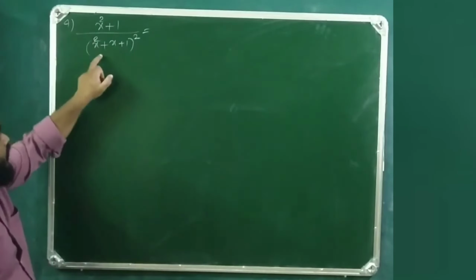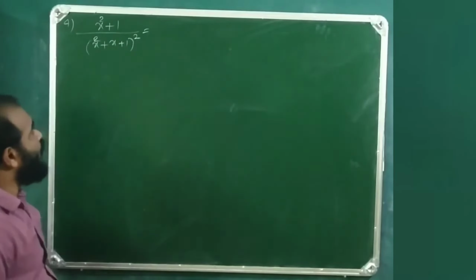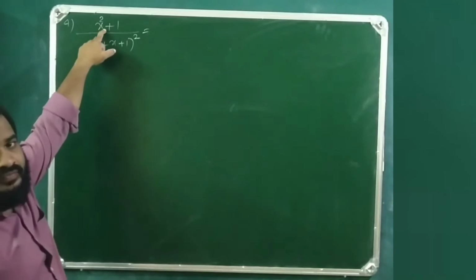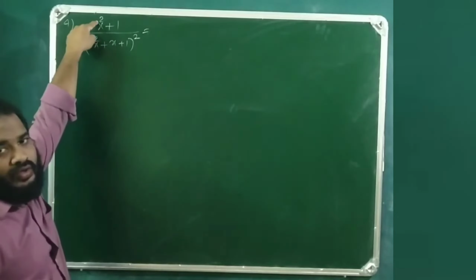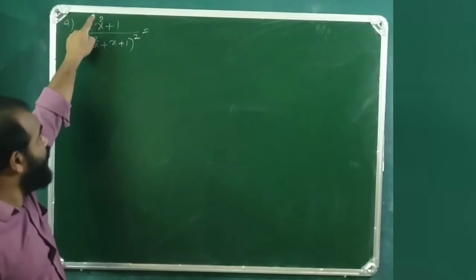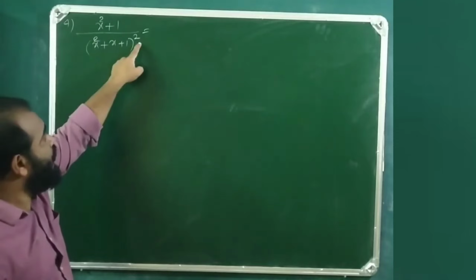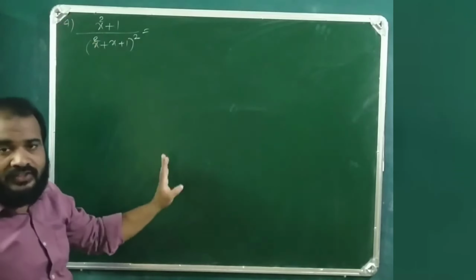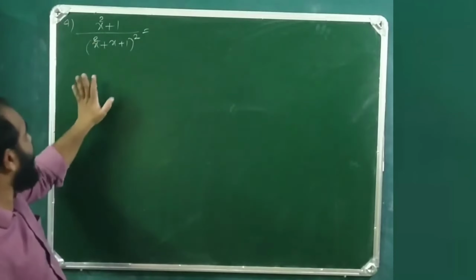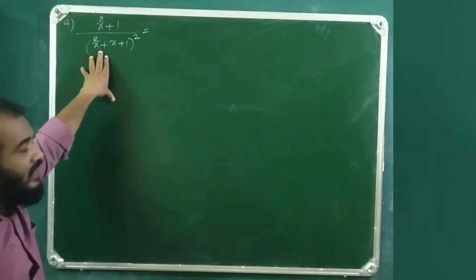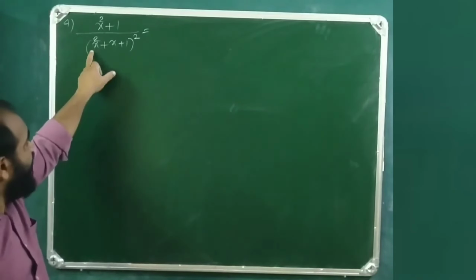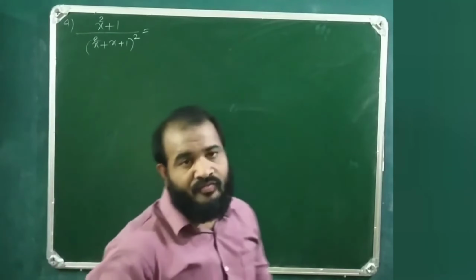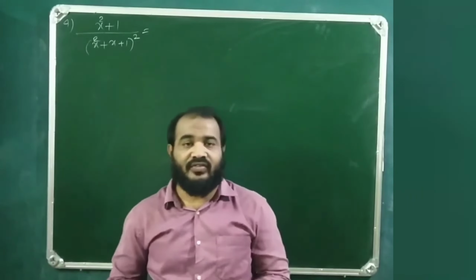x square plus 1 by x square plus x plus 1 whole square. So this is a proper fraction with the degree 2 of the numerator and 4 in the denominator. So partial fractions can be used here, and the denominator contains x square plus x plus 1. First of all, that is a quadratic factor. Further, which kind of a quadratic factor is it?